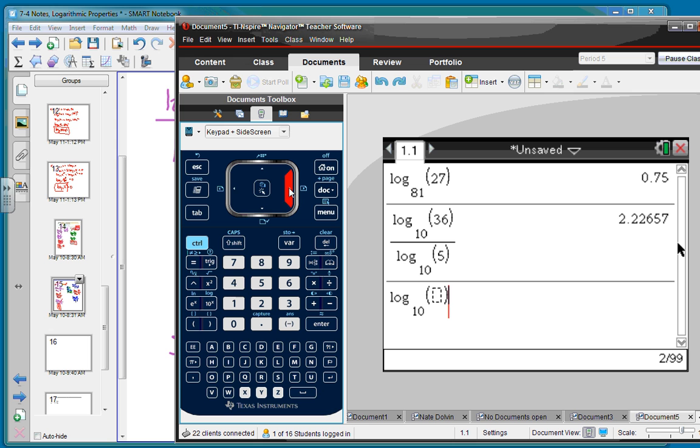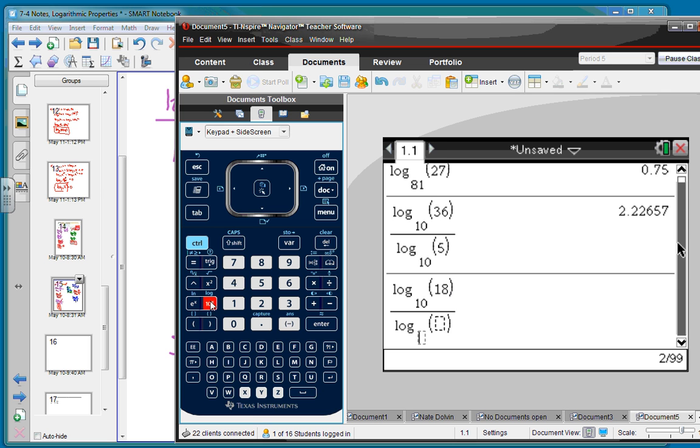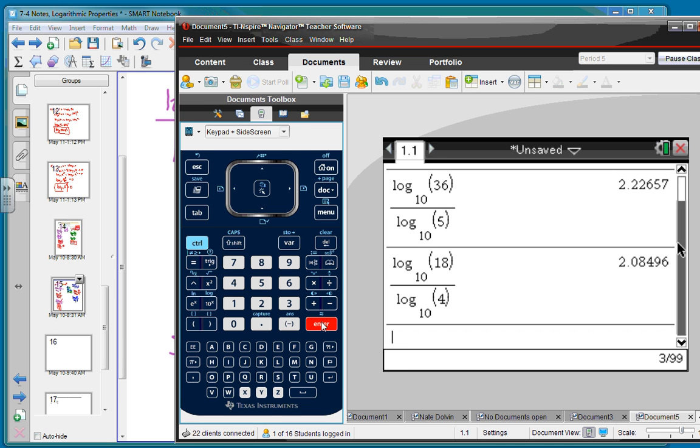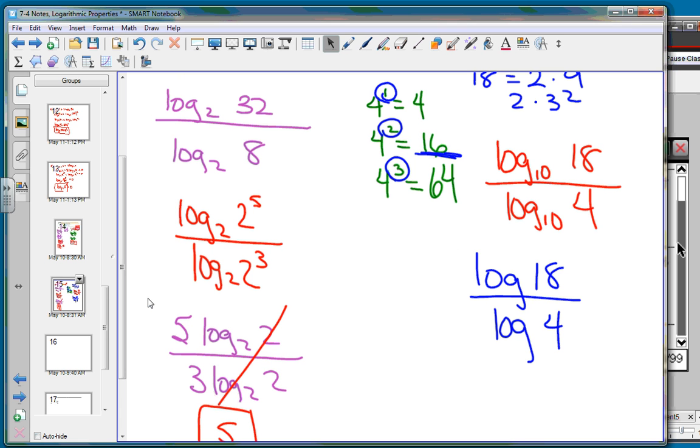But if you sit up straight, you can see. And then Control 10, log base 10 of, what was it? 4. And it's 2.08496. Were we right that it's between 2 and 3? Yes. So 2.08.